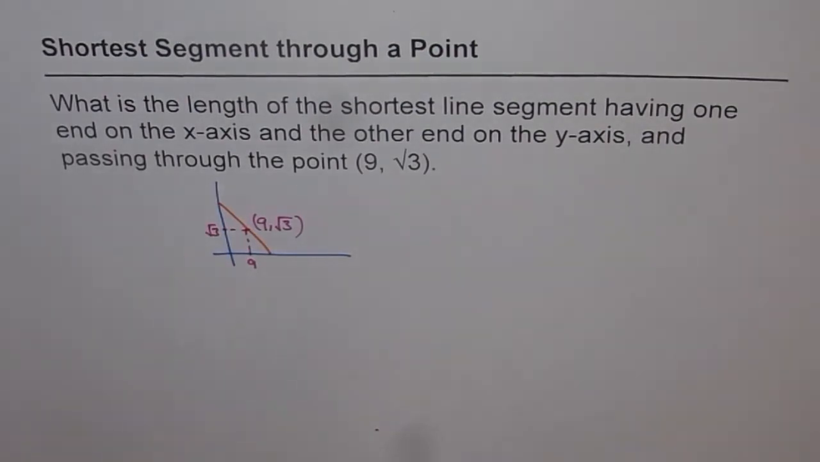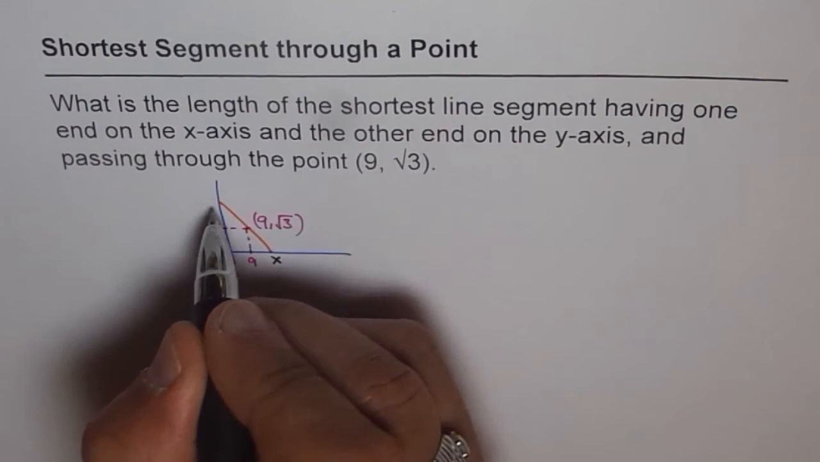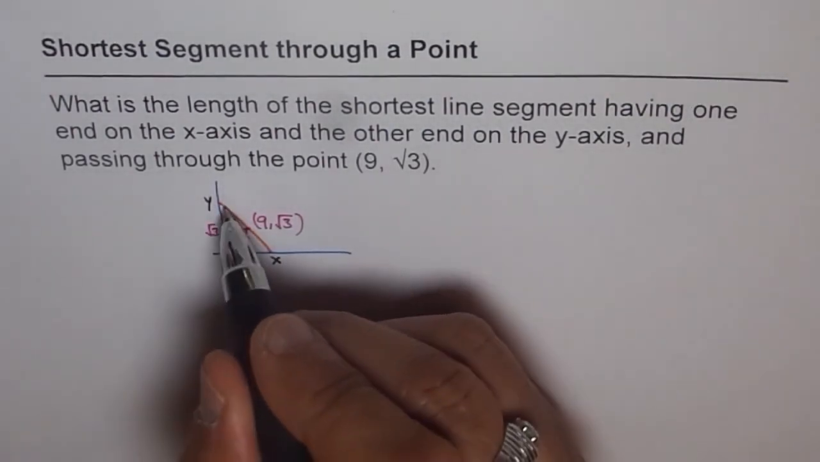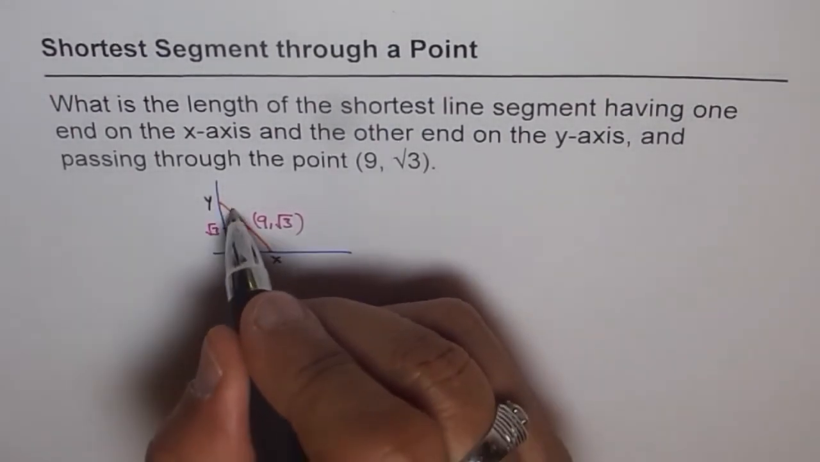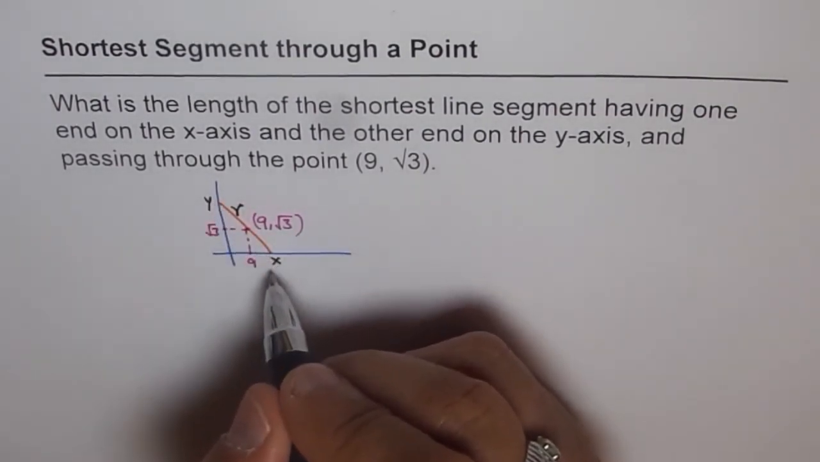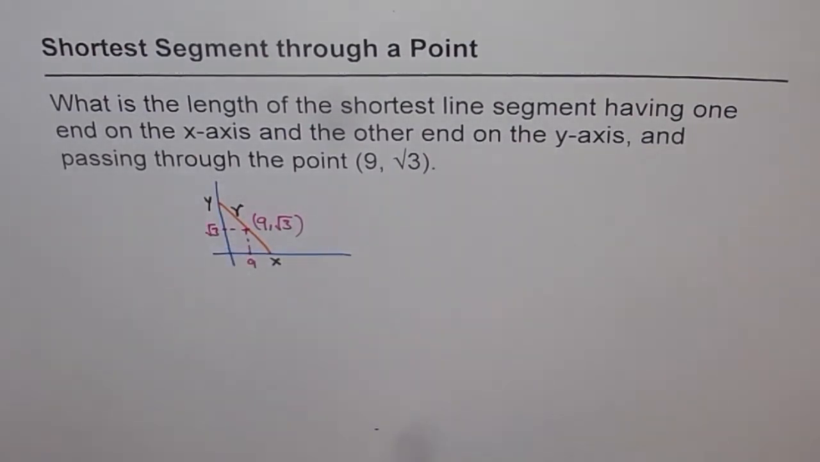And let us assume that the x and y intercepts are at x and y respectively. Then what we are supposed to find is the shortest length of this segment. Let this be r, correct? So r is equal to the square root of x squared plus y squared, but x and y are two different variables. We need to relate them somehow.